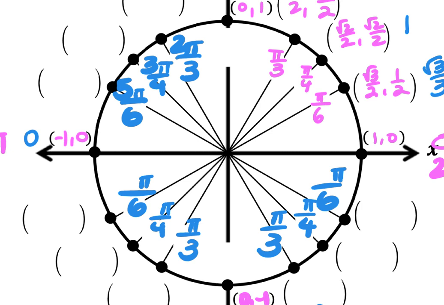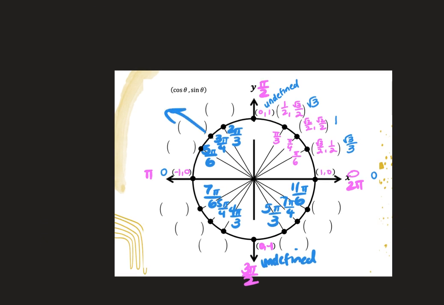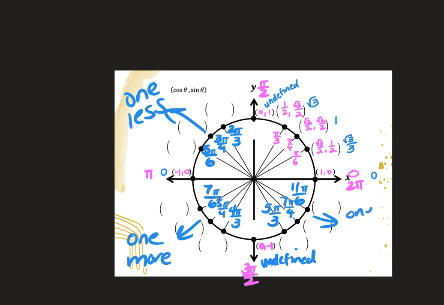In the third quadrant, it is 1 more than the denominator. So it is 7 pi over 6, 5 pi over 4, and 4 pi over 3. And in the fourth quadrant, we're bigger than 1.5, but less than 2. So it is 1 less than double, or 5, 7, 11, if you memorize that. So this was 1 less, this was 1 more, and this was 1 less than double, or 5, 7, 11, if you memorize that.